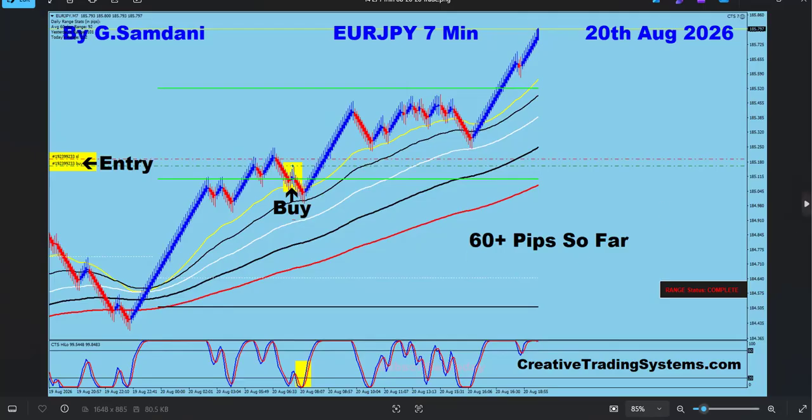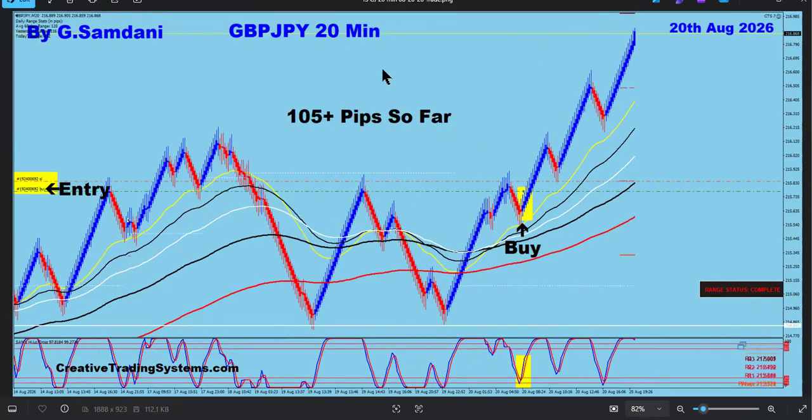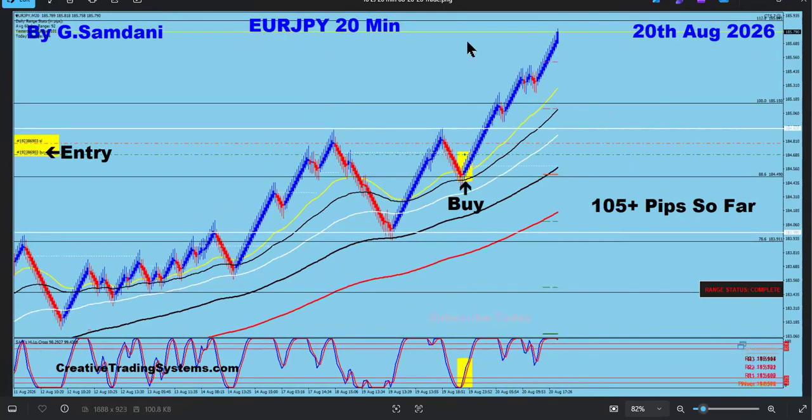How many times are they going to do the intervention? And they don't want to do the intervention right now. The last one, the US was involved in that. Japan needed USD to do that, and the USD was given by the US, so they helped them out to do the intervention. Anyway, so Pound Yen going beautifully to the upside again for 105, and Euro Yen.